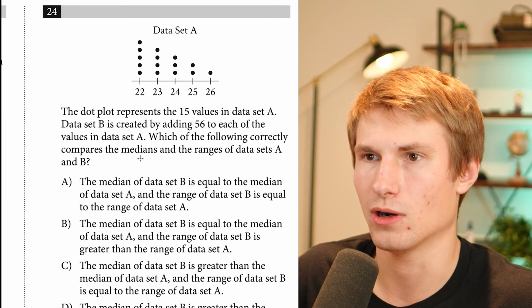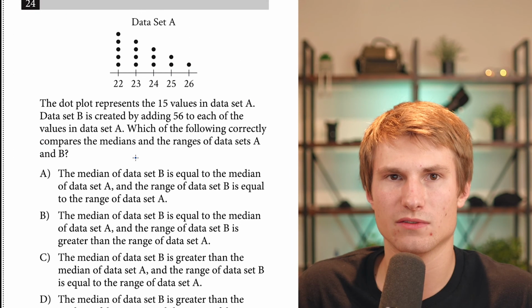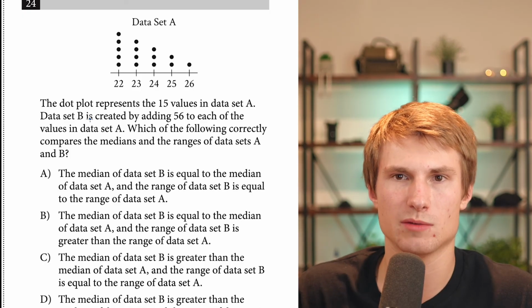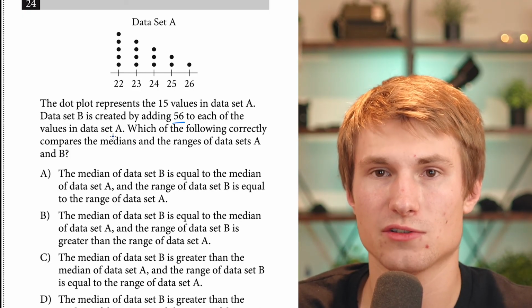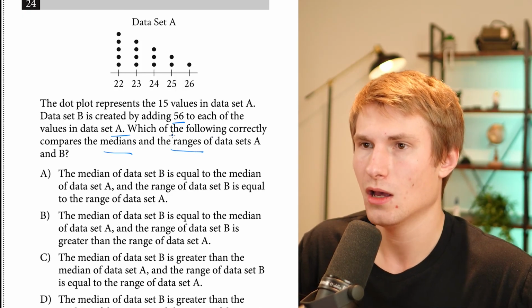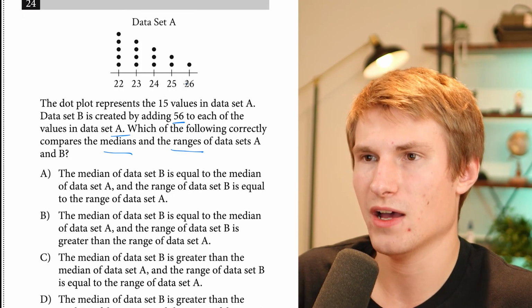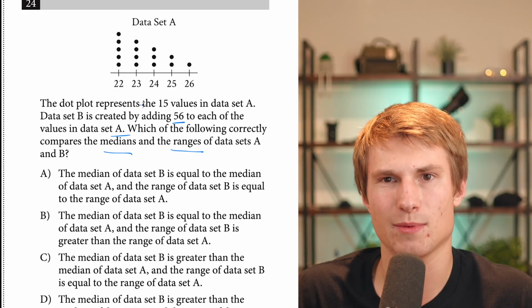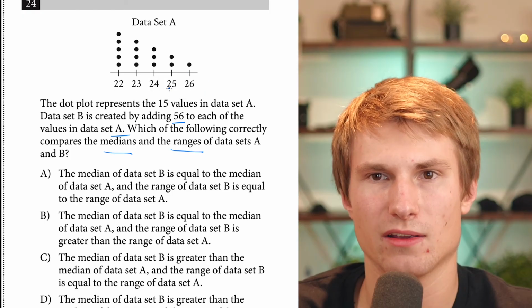Here's question 24. A dot plot represents 15 values in dataset A. Dataset B is created by adding 56 to each of the values in dataset A. Which of the following correctly compares the medians and the ranges of datasets A and B? Well, if we're adding 56 to each of the values, then our range is going to remain the same. Obviously, our median will have to increase because we're adding 56 to each of the values.